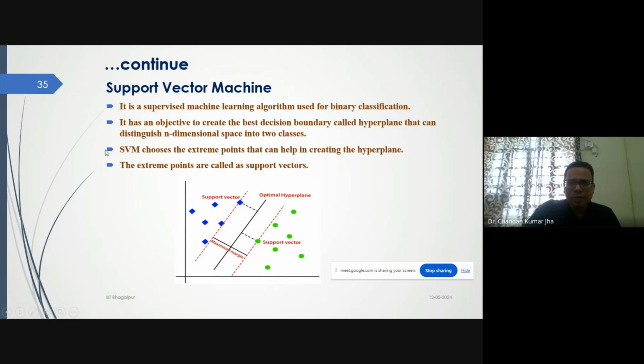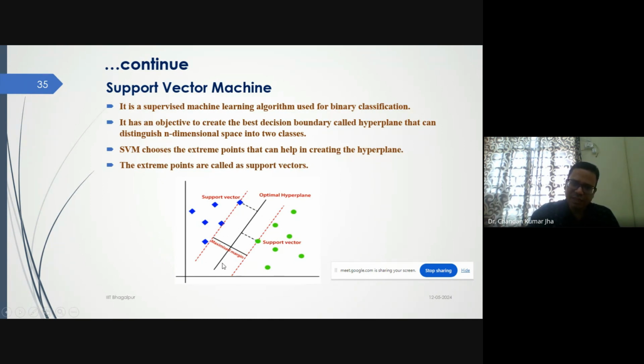Okay, and in the support vector machine, a hyperplane is constructed between the two classes. The data points that come near this optimal hyperplane are called the support vectors, and the distance between these points is called the margin, and the maximized margin is used to develop the support vector machine.